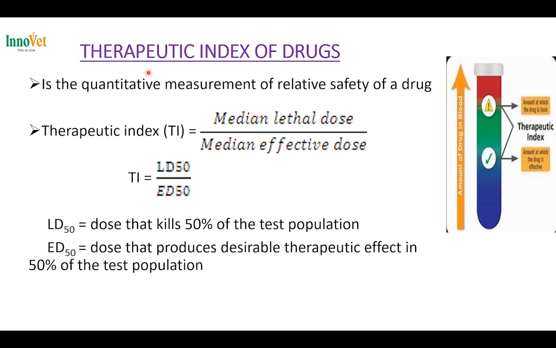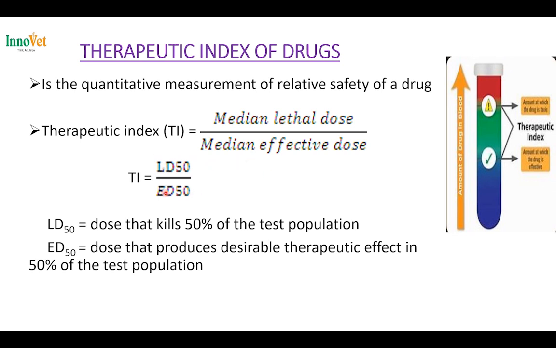Well, this is based on the safety of the drugs as explained in the previous slide. It is the quantitative measurement of the relative safety of the drug. In other words, we compare the dose that produces the desired effects with that which produces the adverse effects, as I explained in the previous slide, and is given by the formula median lethal dose, which is LD50, and the median effective dose, which is ED50.